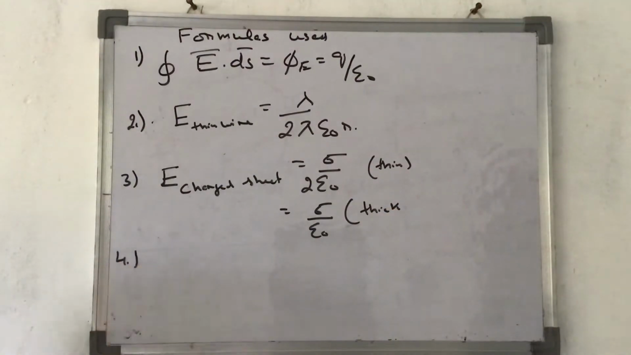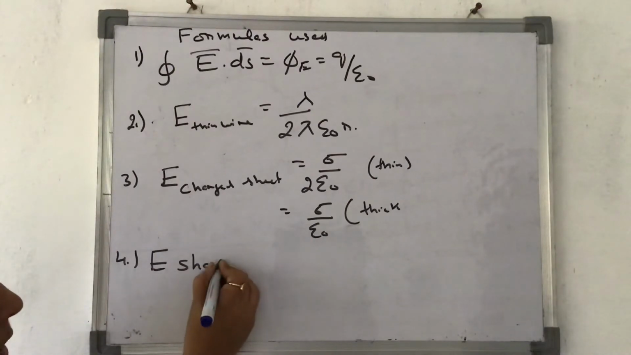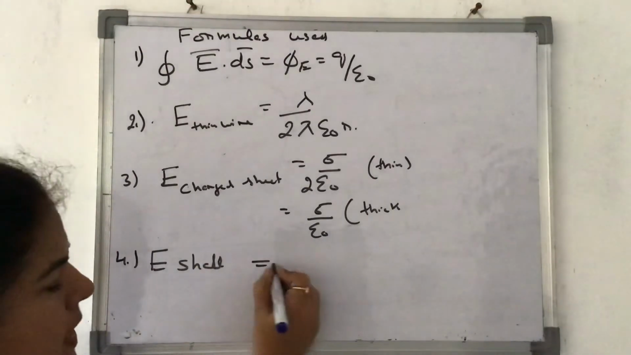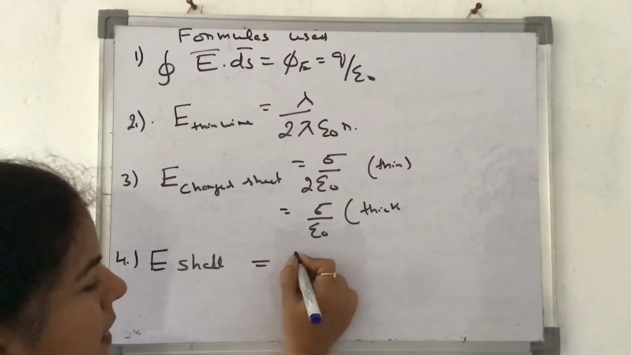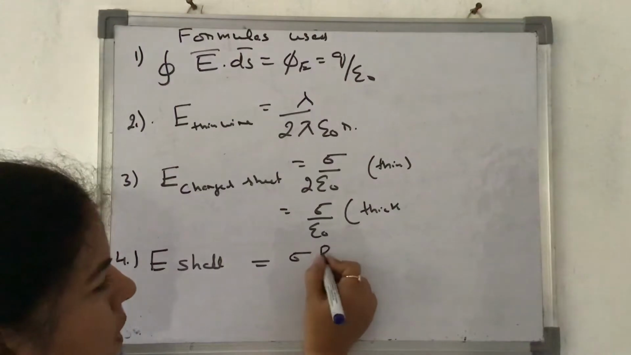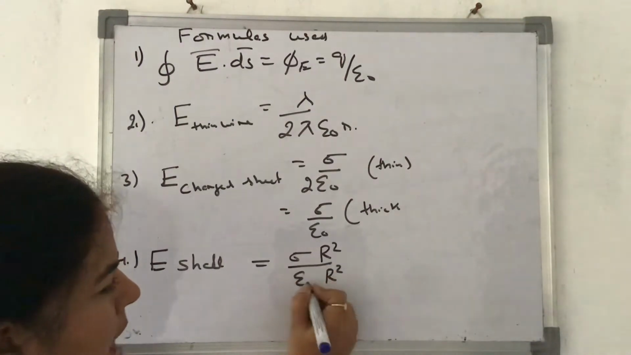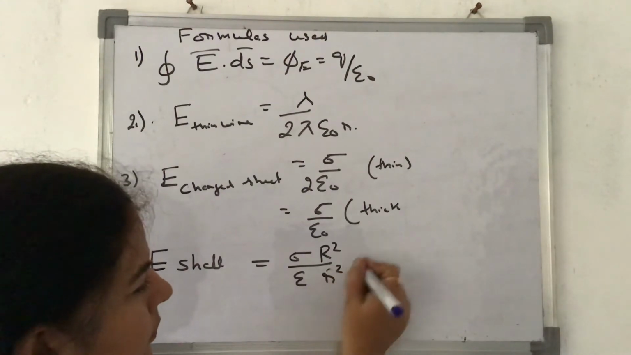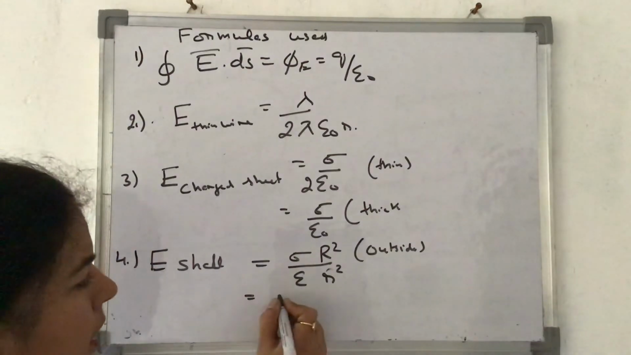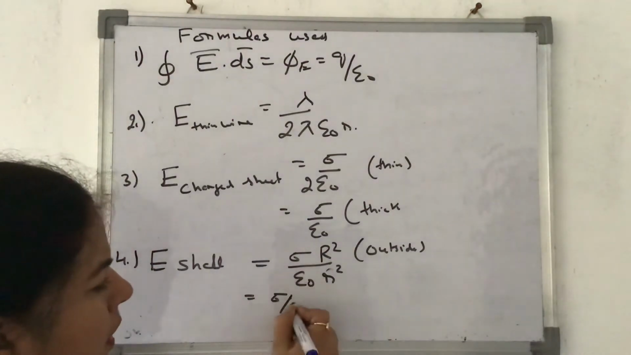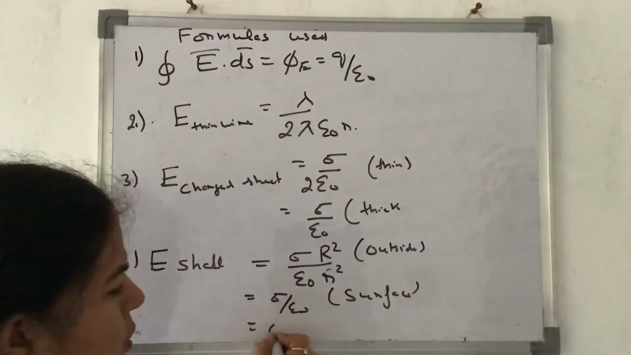Fourth formula: the electric field due to a shell. We'll take three cases. The very first is outside the shell, where it becomes sigma R square divided by small r square epsilon naught. On the surface it is sigma by epsilon naught, and it is equal to 0 inside.